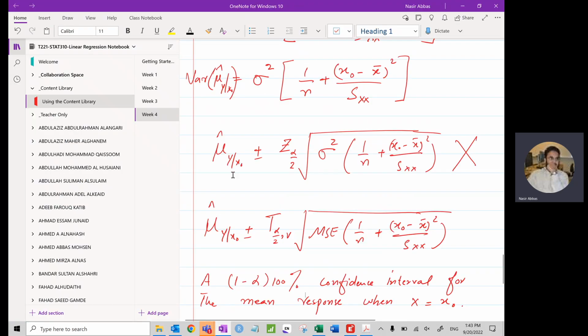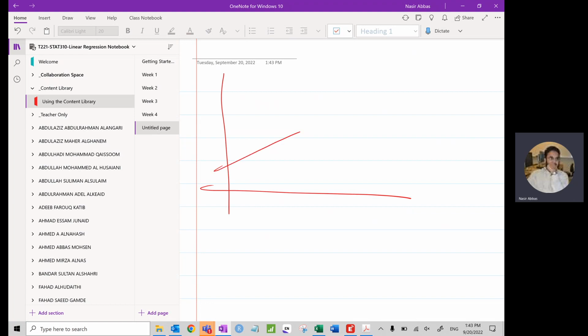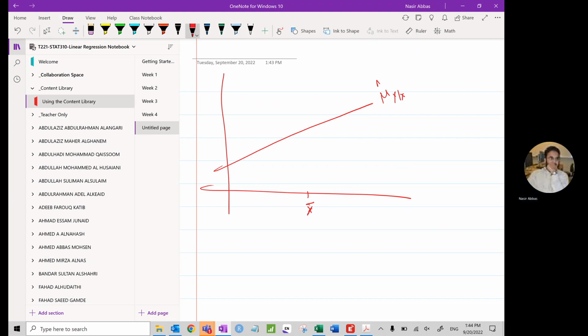When you actually draw this confidence interval, it looks like this. Suppose this is the line. This line is the point estimate. This is actually the mu hat of Y given X. This line is the point estimate. And when you draw the confidence interval around this line, let's say this point is X bar, the center of X, then the confidence interval, if you draw it, comes like this.